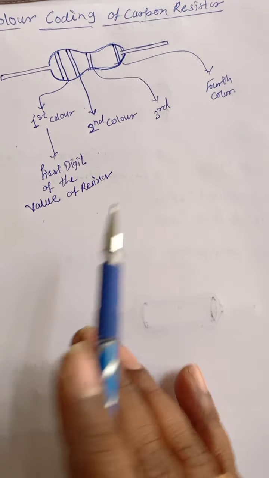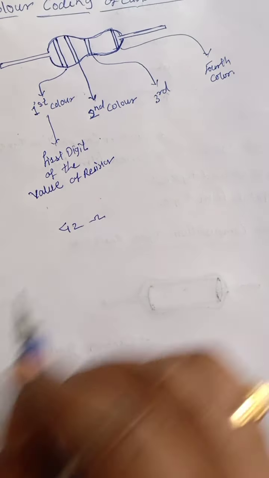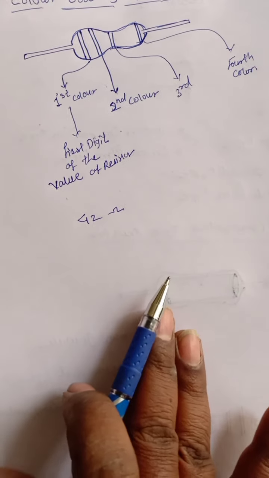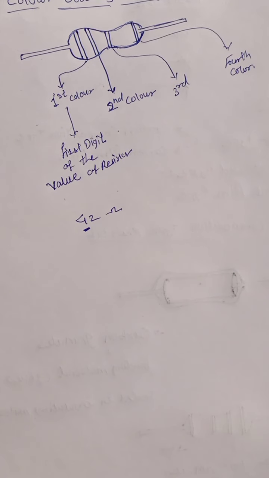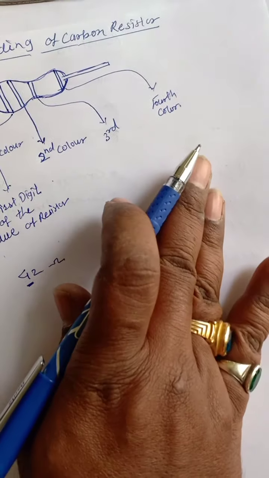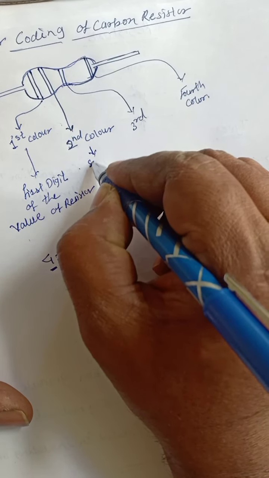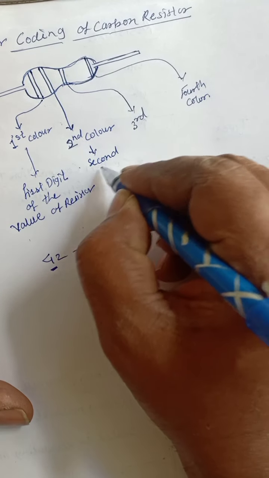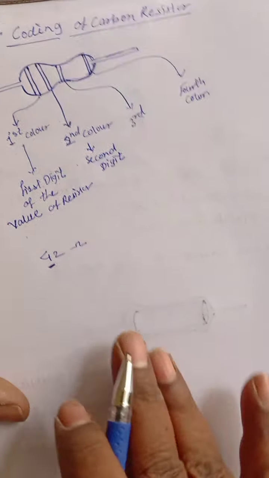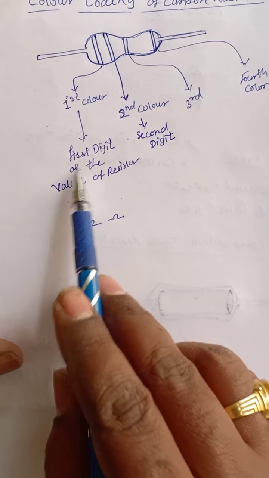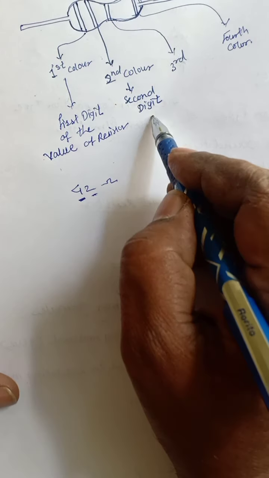If we take a simple example, if it is 42 ohm, then 4 is represented by this first color band, and the second color band represents the second digit of the value of the resistor. That means 2 is represented by the second band.